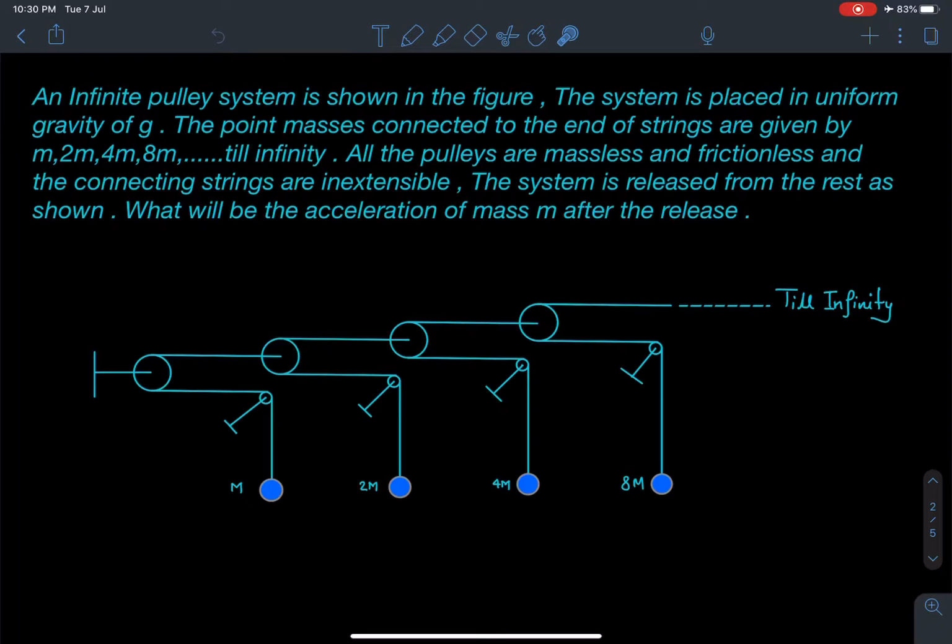In order to solve this question, since there is no friction between pulley and thread, we can say that in any given string, tension is going to be constant, like this string, or from here to here, or from here to here. And since these pulleys are massless, tension will be divided in the ratio of 1:2. Let's try to solve this question.